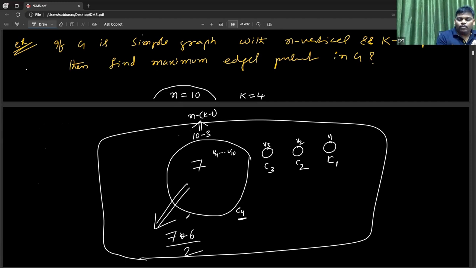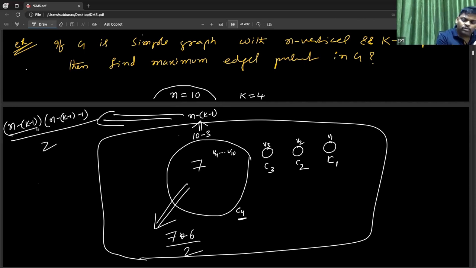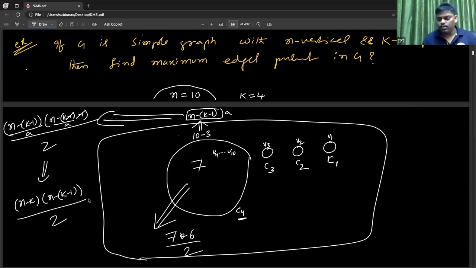Now, with the 7 people, how many edges? 7 into 6 by 2, in a similar way. With these many vertices, how many edges are possible? N minus k minus 1 into n minus k minus 1 minus 1 by 2. Suppose it is a into a minus 1 by 2. This is an assumption: with a vertices, how many edges are possible? A into a minus 1 by 2. If you see the formula, minus 1 plus 1 cancel, check. So this became n minus k into n minus k minus 1 by 2. These are the maximum edges possible.